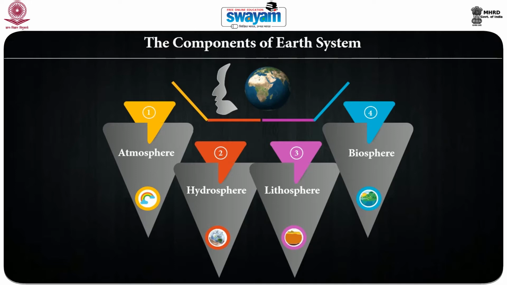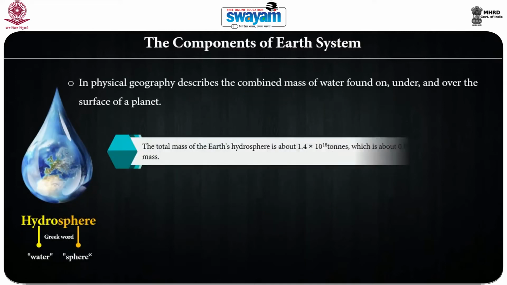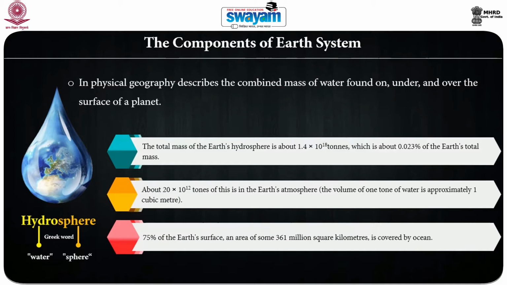The hydrosphere represents the liquid water component of the Earth. The total mass of Earth's hydrosphere is about 1.9 billion cubic kilometers, which is about 0.023% of Earth's total mass. However, it covers approximately 75% of the Earth's surface. It includes the oceans, lakes, seas, ponds, reservoirs, rivers and streams.